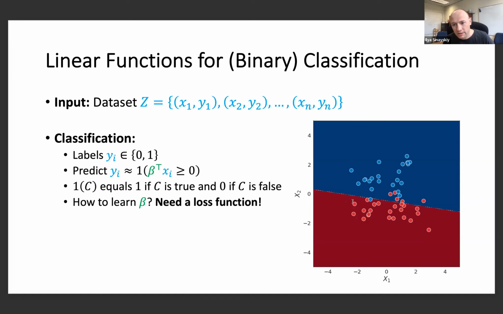In this case, we can see that this linear boundary is classifying part of the points correctly and part of the points incorrectly, obviously. Because we have red points here, but there are also a few red points here and one blue point here. So the question is how we need to learn this beta. And again, as in the previous case, we need some sort of loss function. And the question is, what kind of loss function can we choose?